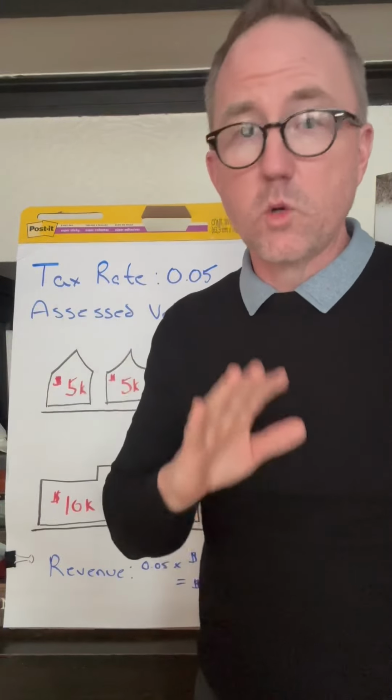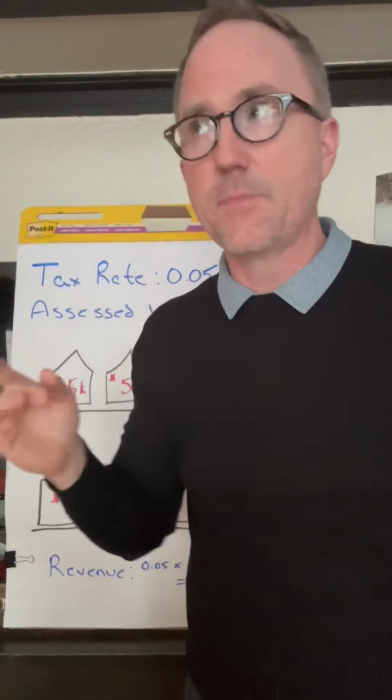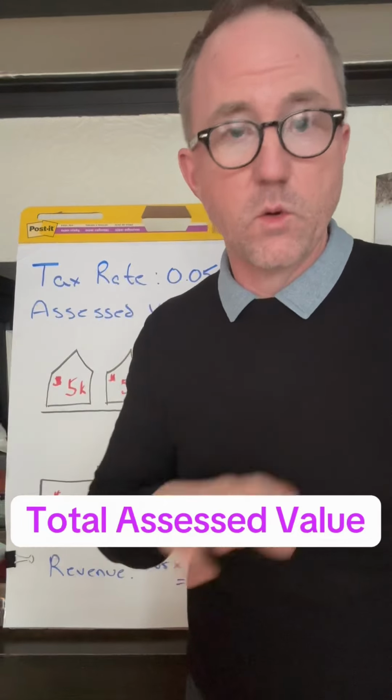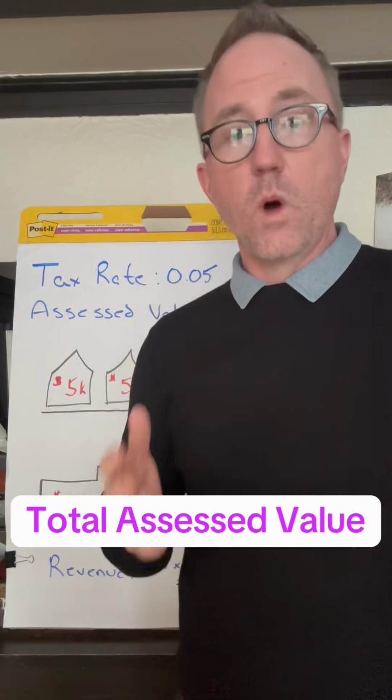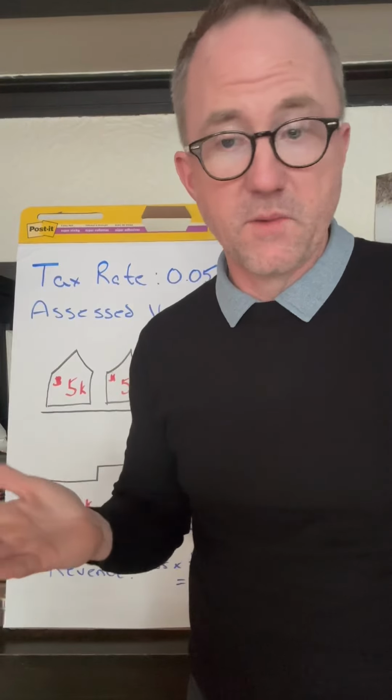I've also explained how local government budgets are funded using this same formula, except in addition to the tax rate, they're using the total assessed value for their entire area. So what is total assessed value and how is it calculated? It's very simple and very straightforward.